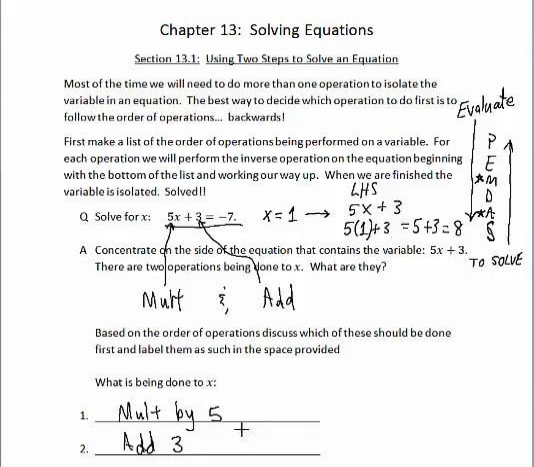Now, these are not the steps that we take to solve the equation. This is simply what's happening to our variable. And in order to solve our equation, we have to reverse this list and undo each step.